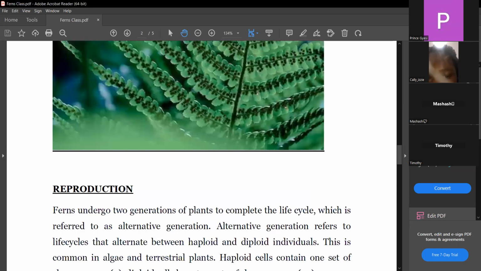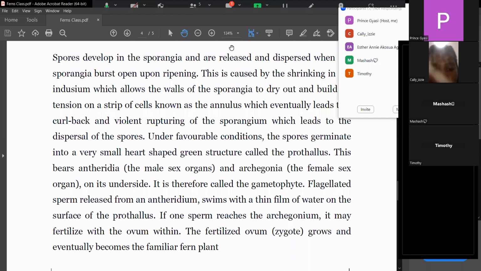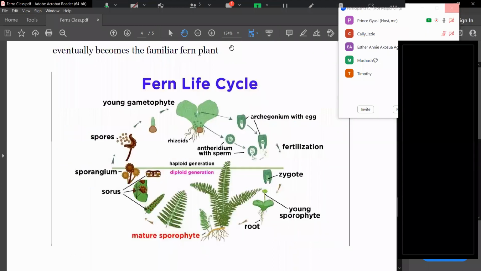Now, as the spores are released, when the conditions are favorable, they fall on a new substrate and develop into a fern. But how? Under favorable conditions, the spores will germinate into a heart-shaped structure, which is green. It's known as the prothallus, right? I have the diagram of the prothallus right here. Hope you can all see that.